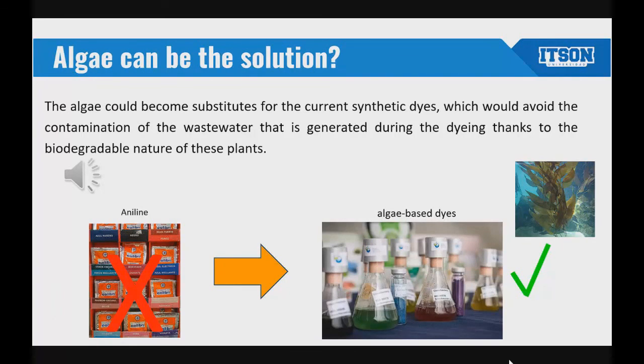The algae could become substitutes for the current synthetic dyes, which will avoid the contamination of the wastewater that is generated during the dyeing, thanks to the biodegradable nature of these plants. When synthetic dyes are used to color a textile, some of them are not retained by the fibers and go to the wastewater, polluting it.